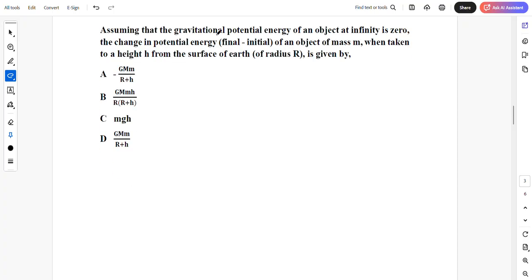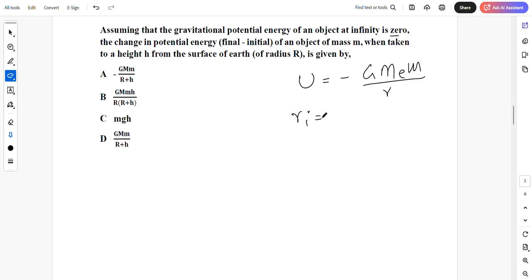It is saying, assuming that the gravitational potential of an object at infinity is 0, the change in potential, final minus initial. Okay, we know that potential energy is given by U is equal to minus G Me m by r. This is the equation for potential energy. What is the change in potential energy of an object of mass m when taken to a height h from the surface of earth? In the first case, that is initial. How much is the initial?